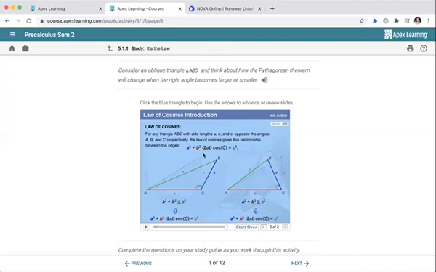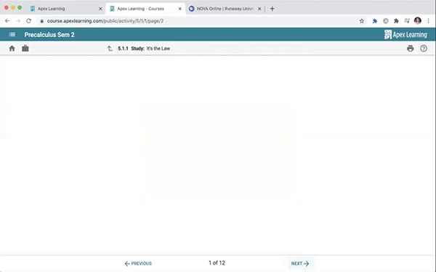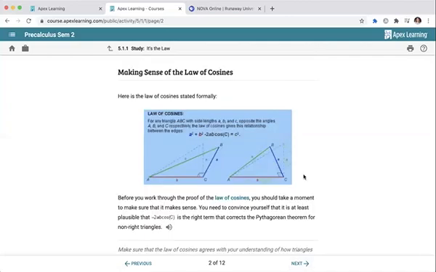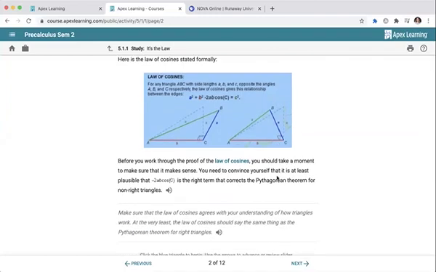But notice that it looks similar to our Pythagorean identity, with the addition of this minus 2ab cosine C term. And again, highlighting that lowercase a and lowercase b are side lengths, and this capital C is the angle. And it works for both of them, whether we're getting larger or smaller. All right, and we'll talk about why.